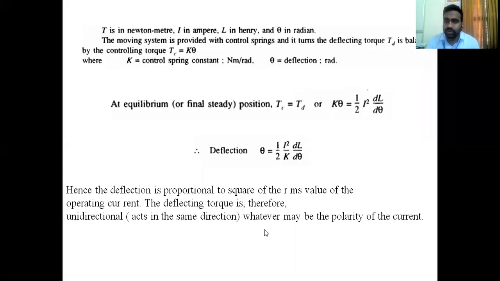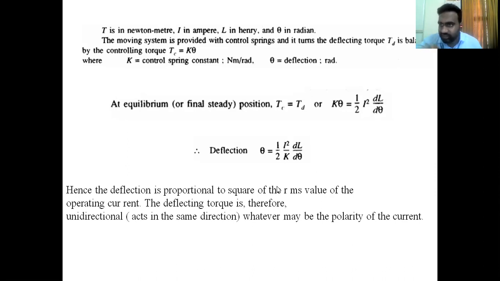Here what we are going to see is the behavior of the deflection angle. The behavior of the deflection angle is quite different with respect to the PMMC instrument. In a PMMC instrument, the deflection angle theta is proportional to the current flowing in the instrument. But here, the deflection angle is proportional to the current square. Why is this happening? Because of the RMS value of the current.